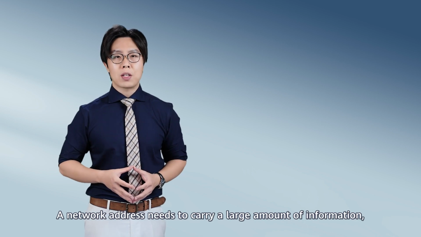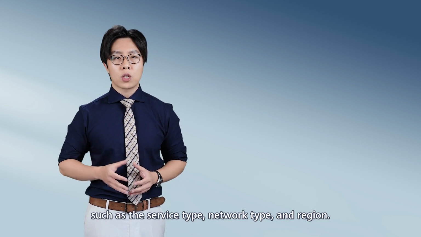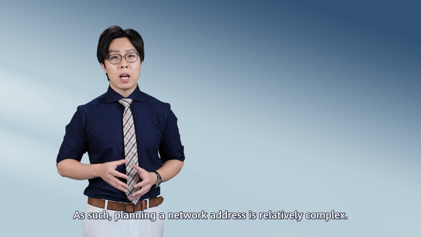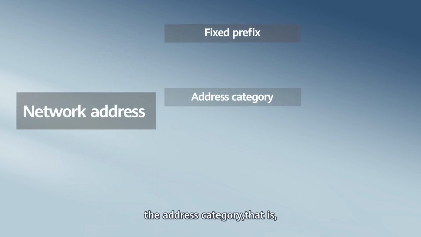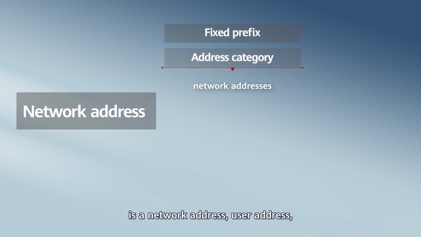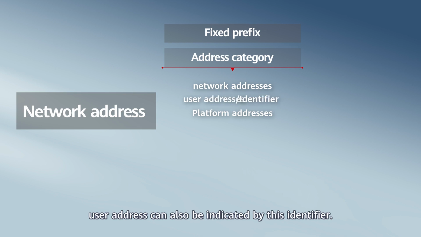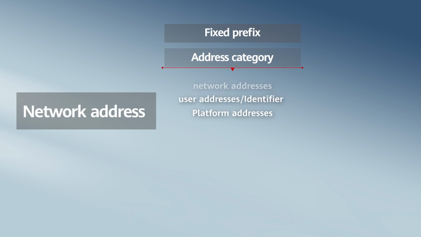A network address needs to carry a large amount of information, such as the service type, network type, and the region. As such, planning a network address is relatively complex. The address category, that is, whether the address is a network address, user address, or platform address, must be specified. Note that the type of user address can also be indicated by the identifier.